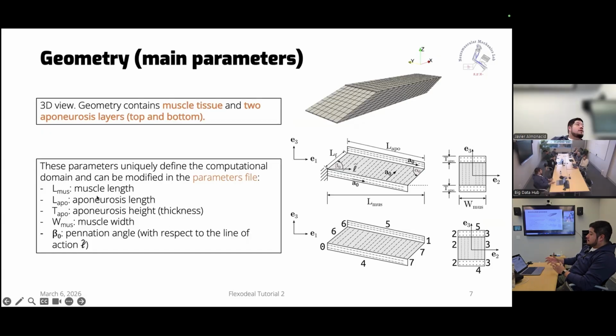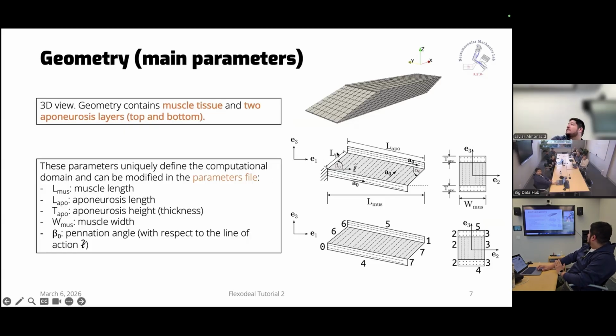Now, of course, because it's no longer a cuboid, we have more parameters. We're going to have muscle length. The length of the aponeurosis is now also a parameter. The height or the thickness of the aponeurosis, the muscle width, and the pennation angle, which is with respect to the line of action. And remember that the line of action is hard-coded to the x-axis, so the vector (1, 0, 0).